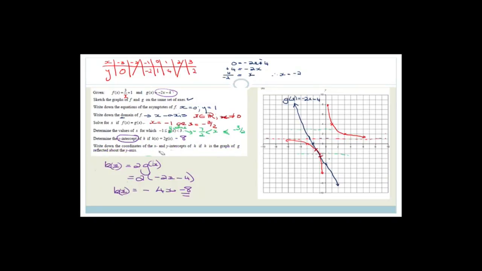It says, write down the coordinates of the x and y intercept of h if h is the graph of g reflected above the y-axis. Okay, so again we've got the straight line and this is the y-axis. Let me just highlight it for you. Let's use a highlighter. This here is the y-axis.